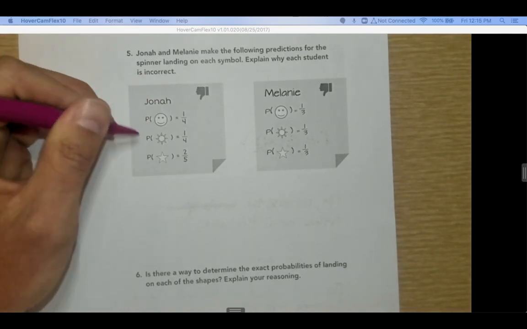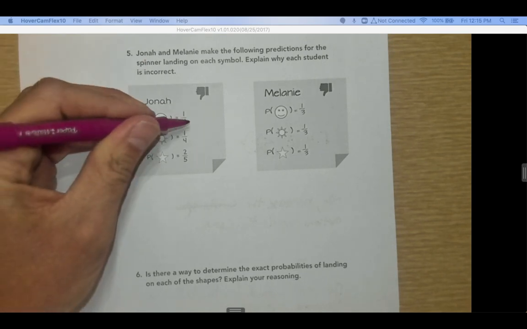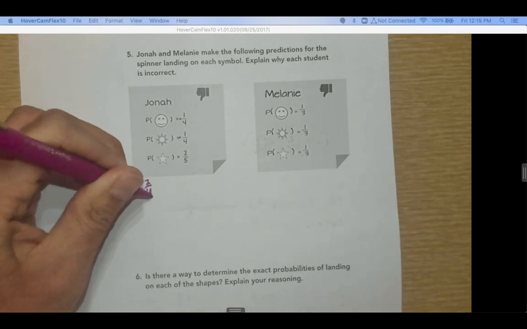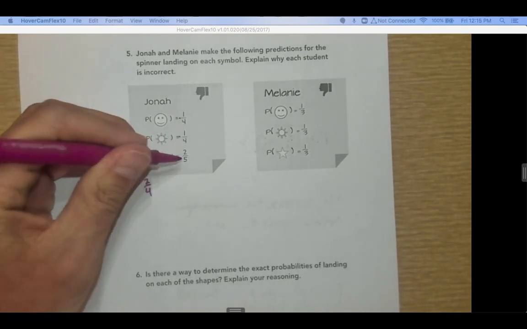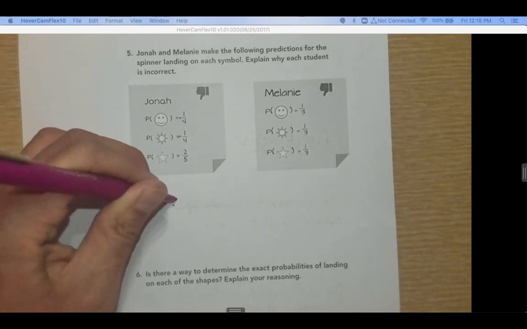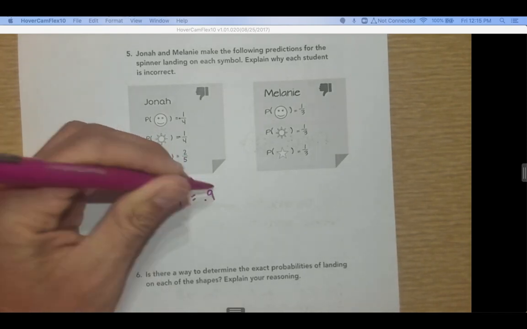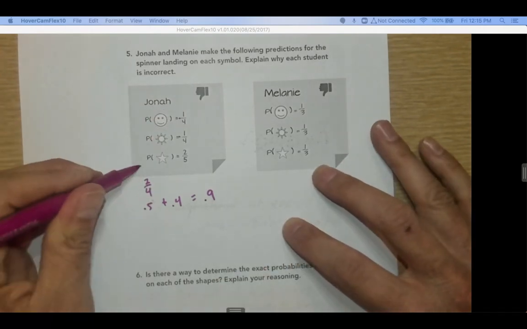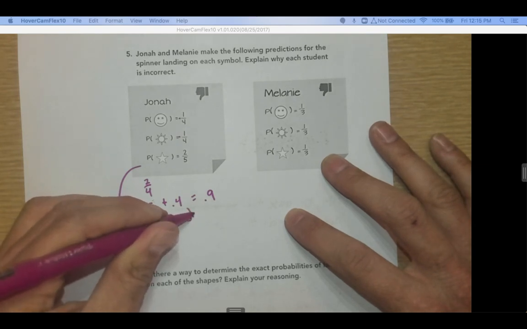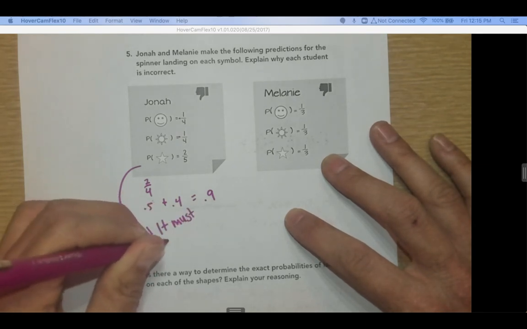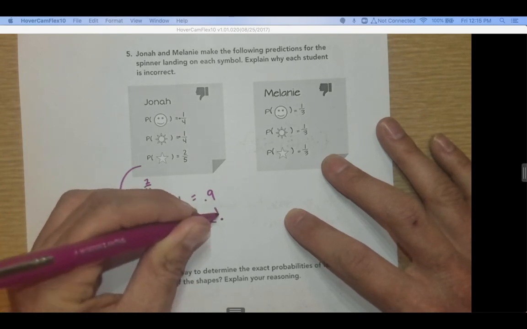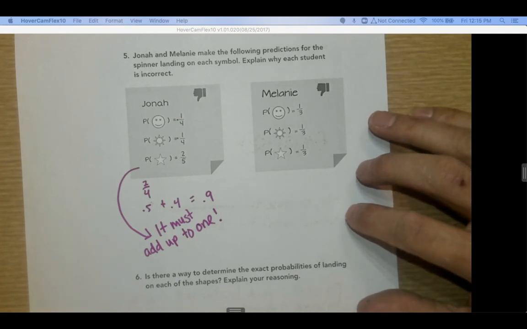But I look at Jonah, and I see that 1/4 and 1/4 is 2/4, which is the same as a half. And so that's the same as 0.5. And I know 2/5 is the same as 0.4. And that only adds up to 0.9. And when I take all of these, it must add up to 1. And Jonah's predictions don't.